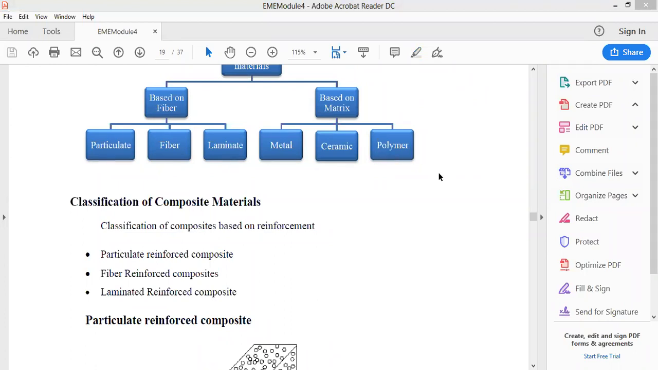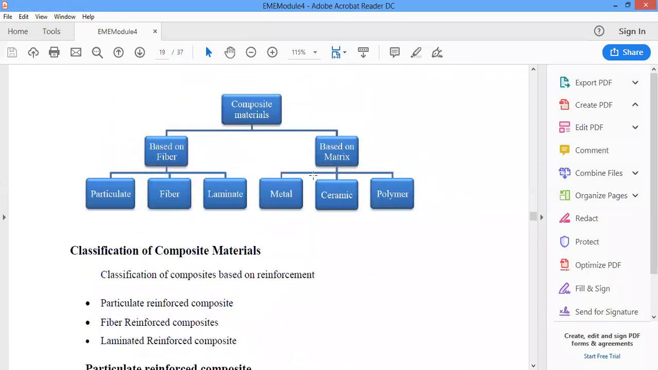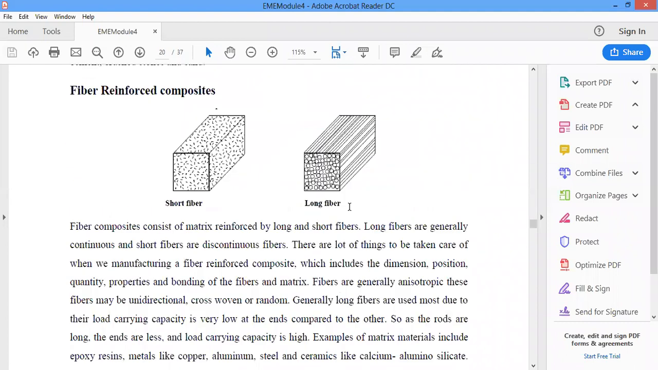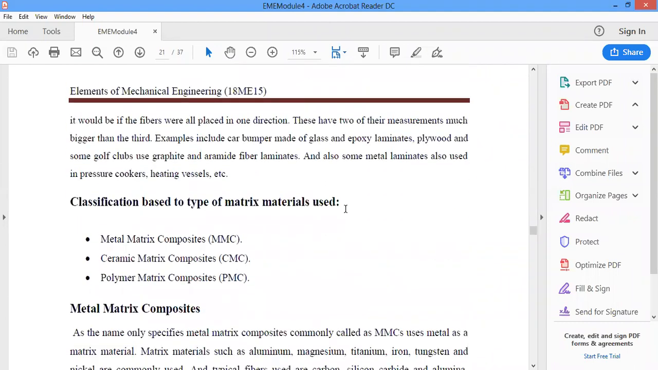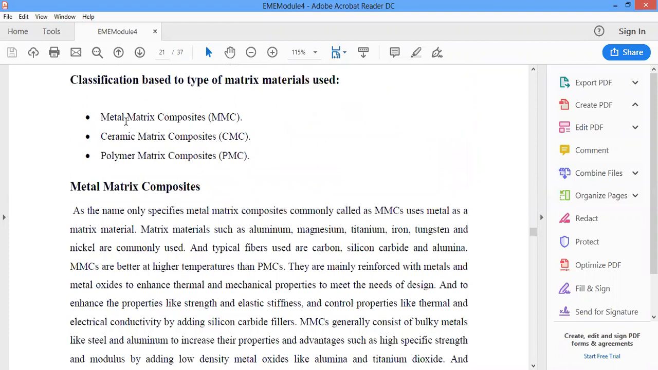Now let us see about the matrix. Based on the matrix, the matrix can be made up of a metal, ceramic, or a polymer. Generally this classification based on the type of matrix is used. Metal matrix composites are where the matrix is made up of a metal. The metal can be aluminum, iron, copper, zinc, anything. Shortly they are also called MMC.